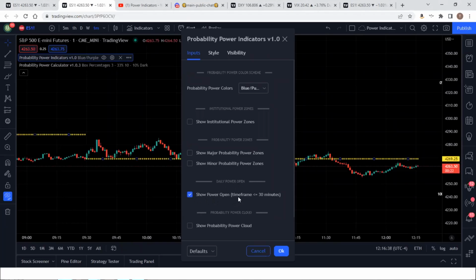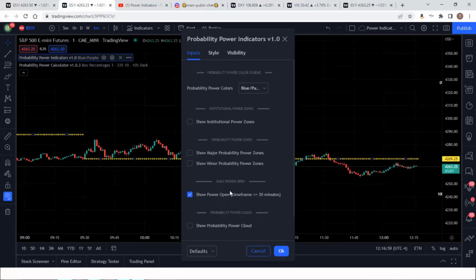I do want to note here, it does indicate if your time frame is less than or equal to 30 minutes, that's when you will be able to use the power open. If you're using a time frame that's greater than 30 minutes, like if you're looking at a daily or a weekly chart, then the power open is not going to show on the chart. So just be aware of that. Some of the indicators only work depending on what time frame chart you're using.